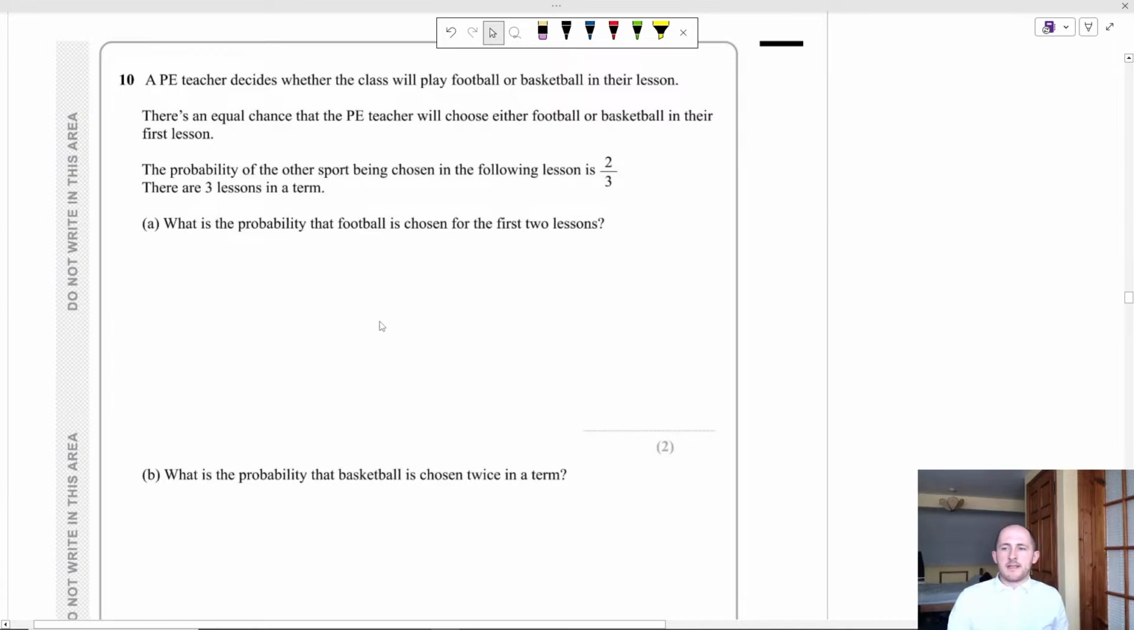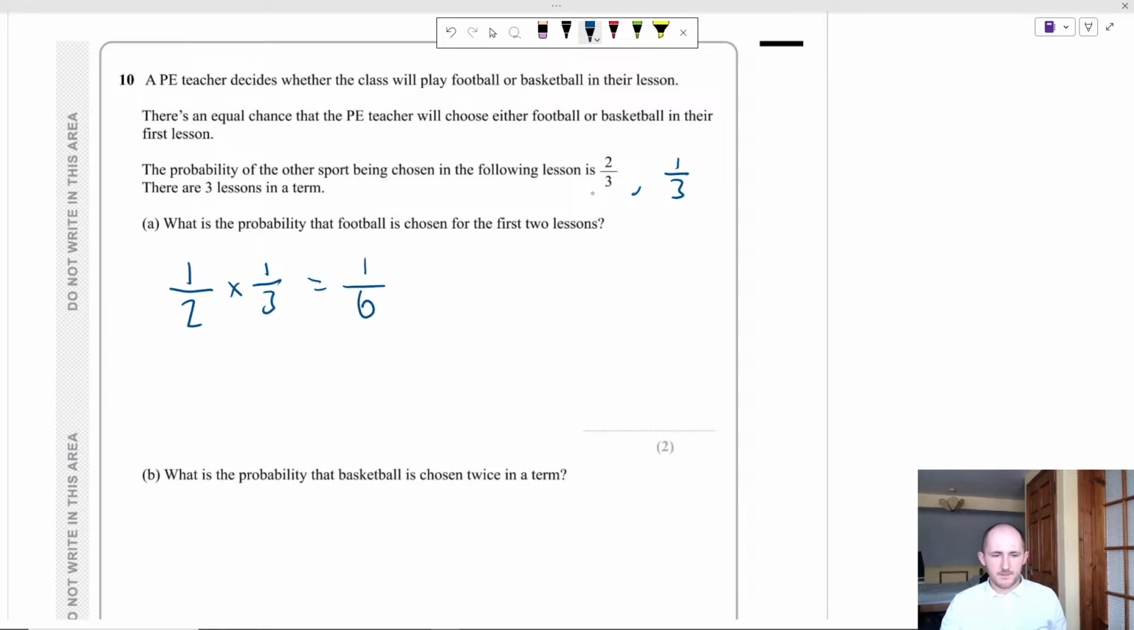Well, what's the probability it's chosen for the first lesson? Well, it says there's an equal chance between football and basketball, so it's 1/2. And it says the probability of the other sport being chosen is 2/3 in the next lesson. So the same sport will be 1/3. So getting football again is 1/3. So 1 times 1 is 1, 3 times 2 is 6.